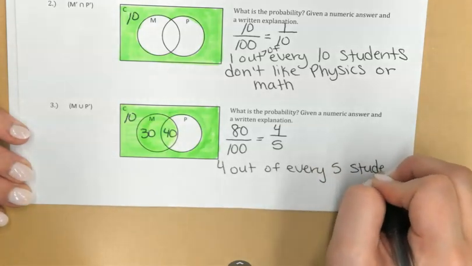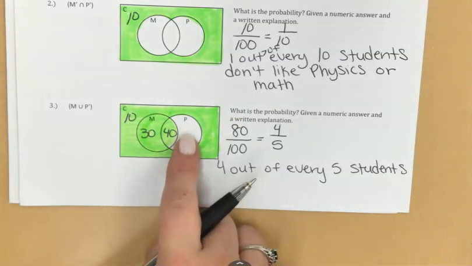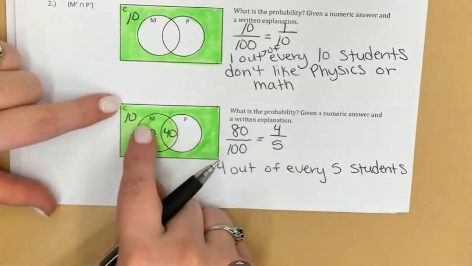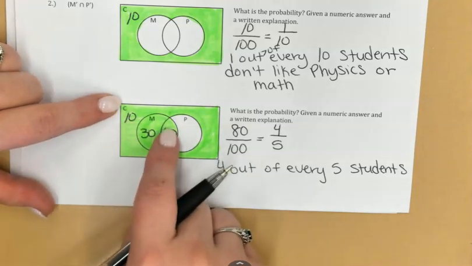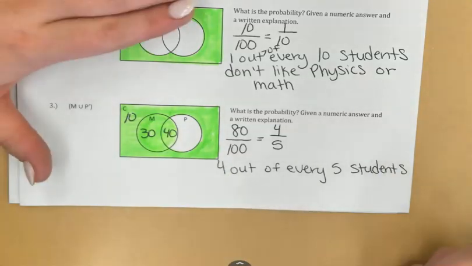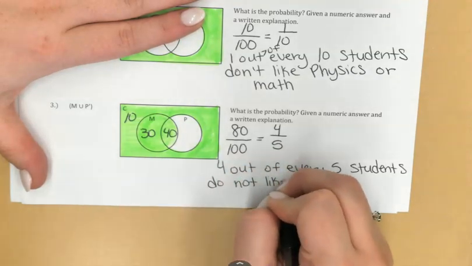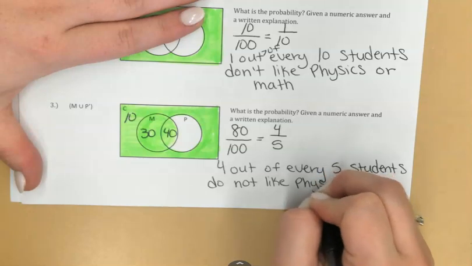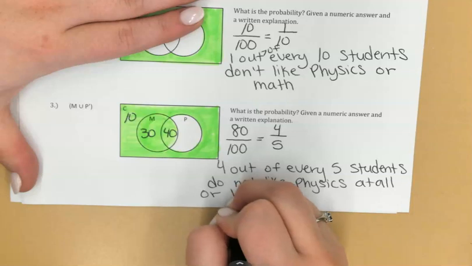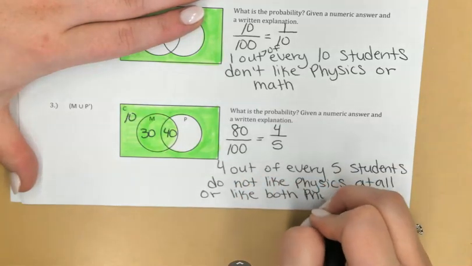And what do those students mean in the context of this problem? Well, this is everyone except the students who only like physics. So that means I've got people that don't like physics, or they like physics and math. So one way you could say that would be that 4 out of every 5 students do not like physics at all, or like both physics and math together.